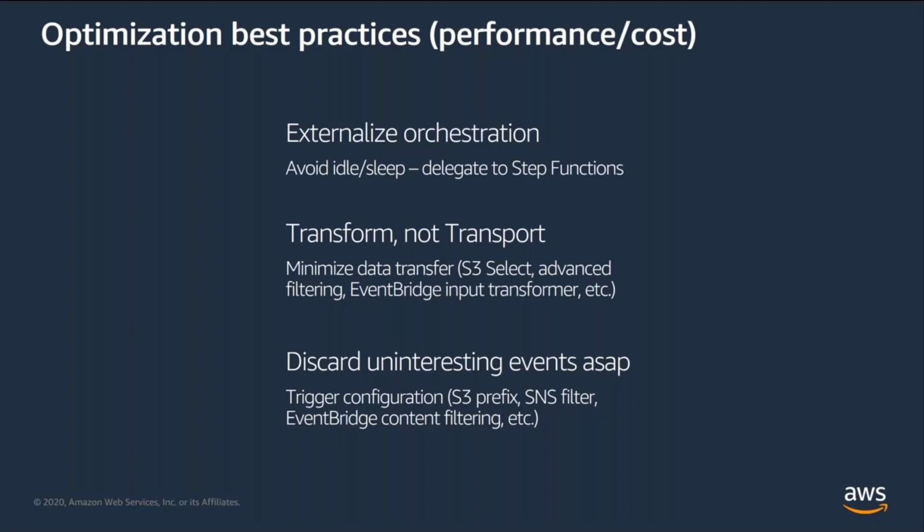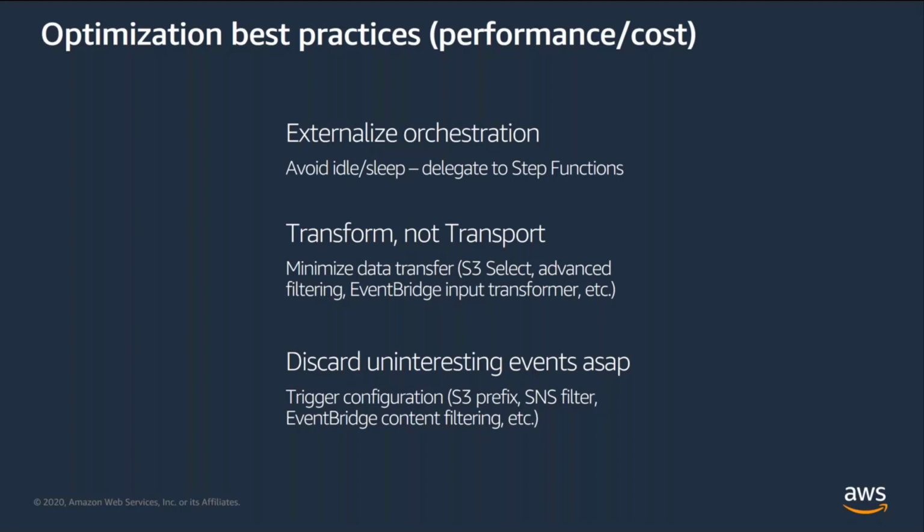Transform, don't transport data. So if your function is simply moving data from one service to another, you might not need the Lambda function at all. There are other options for moving data around. For example, for API Gateway to SQS or DynamoDB, you could use VTL and eliminate the function entirely. Services like EventBridge allow you to transform data flowing through the service too, so that can eliminate the need for a simple function that's only making minimal changes between inputs and outputs.